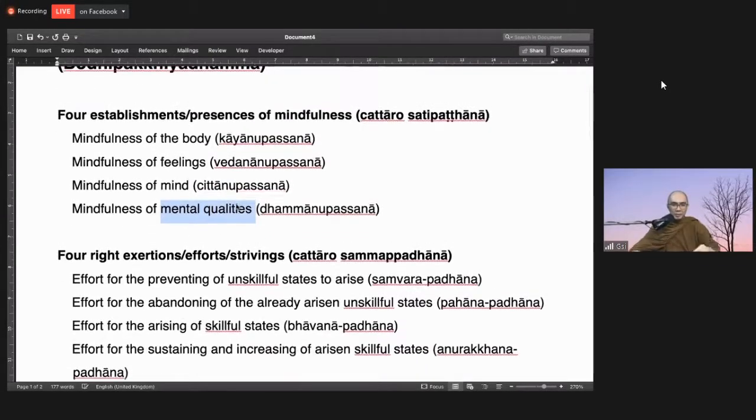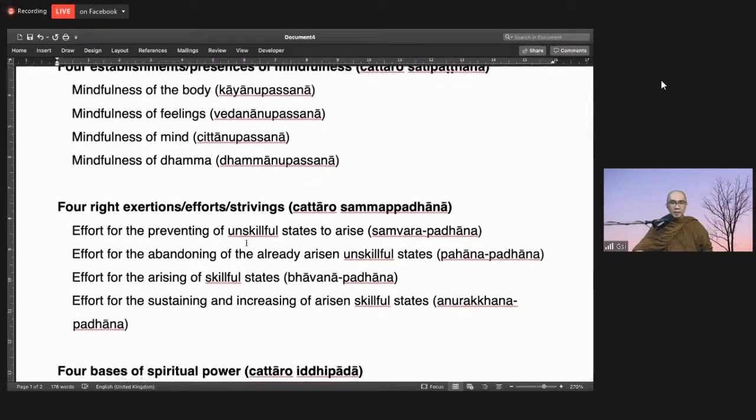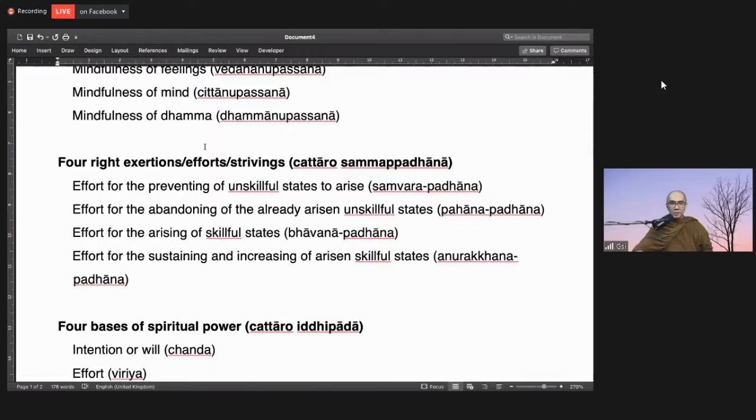Usually I don't translate this because it's difficult to translate. You put mental qualities and make it like a cetasika, but it's not actually. It is a conditioning. We are looking at the conditioning. Then we have the four right exertions. We're going to discuss a little bit on these also, because it is connected with the faculty. We are in the faculty, and it's more towards the fourth one already.